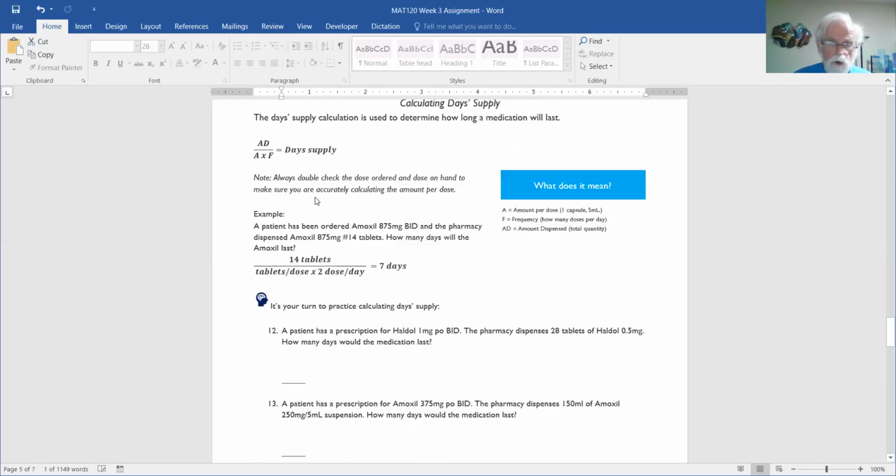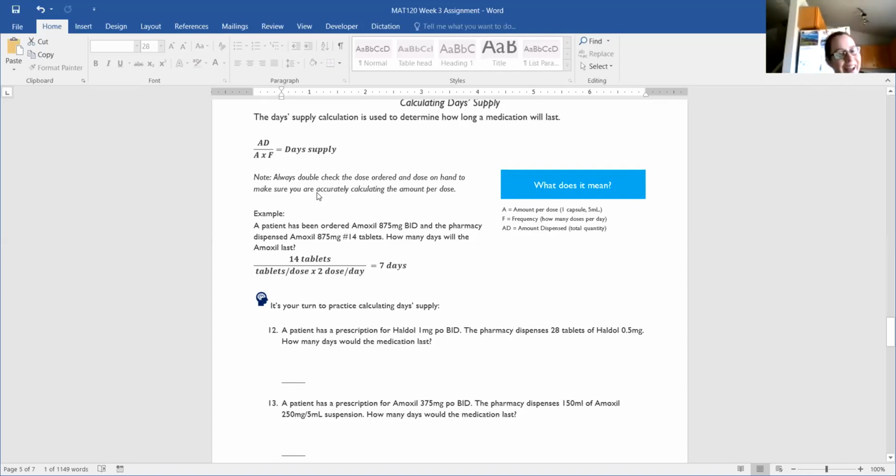So let's do a quick stop at days supply. The days supply means how long the medication will last in days. Every prescription is not open-ended. In other words, you're not given a bottle of 1,000,000 pills and told to take them as long as you need them. You are given specific amounts.